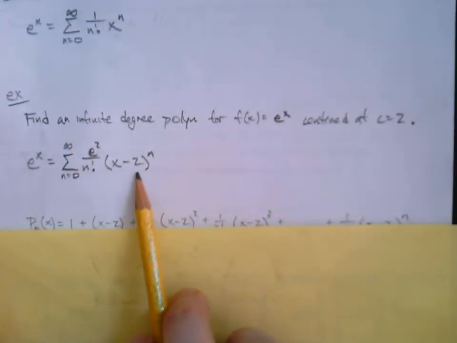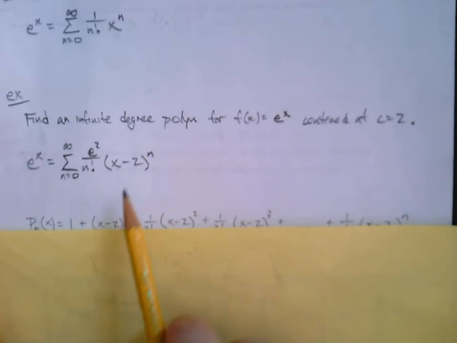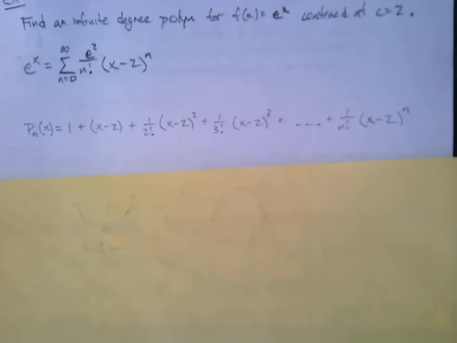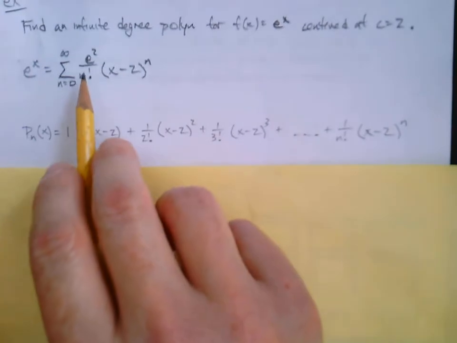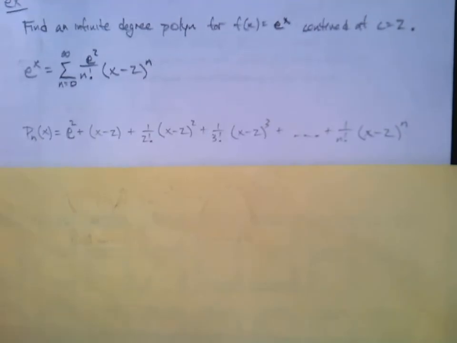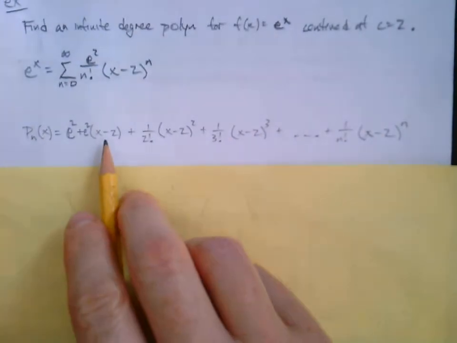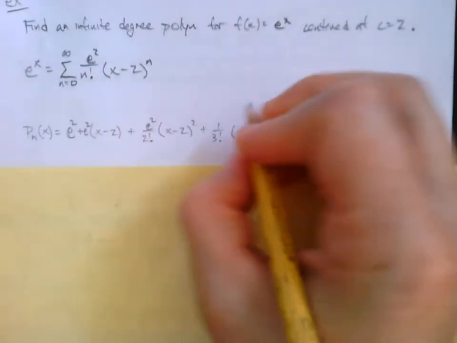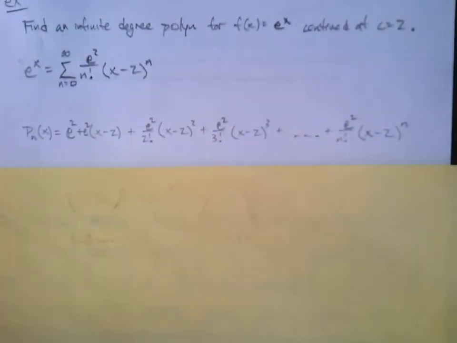So if we plug 2 in for x, let's say, that's where we're centering, right? Okay. So if we were to write out the nth degree polynomial, and I notice I need to make some changes, the 0 term would be e squared, not 1, right? Then the next term would be e squared times x minus 2, and it's going to follow that same style, but now with e squareds throughout, if we did n terms.